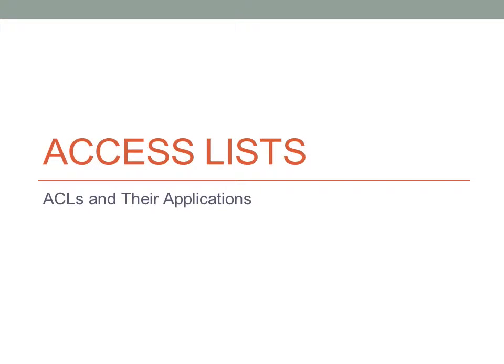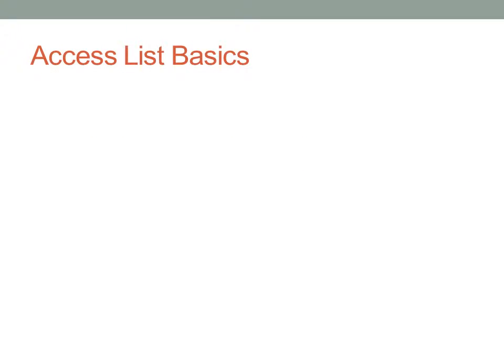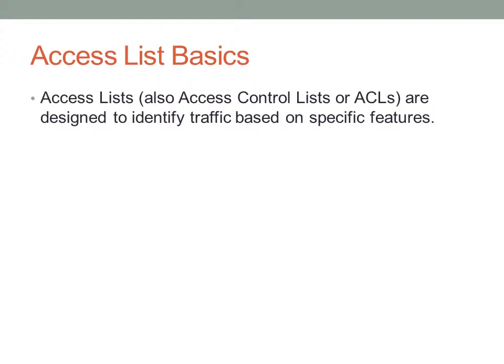Alright, the last presentation in this fifth module is going to be about access lists and how we apply access lists. Now, there are a few basic things you need to know about access lists. They're also called access control lists, or ACLs, and they're used to identify traffic based on specific features. Access lists, by themselves, do not do anything other than identify traffic. Until they're applied, they are completely meaningless.